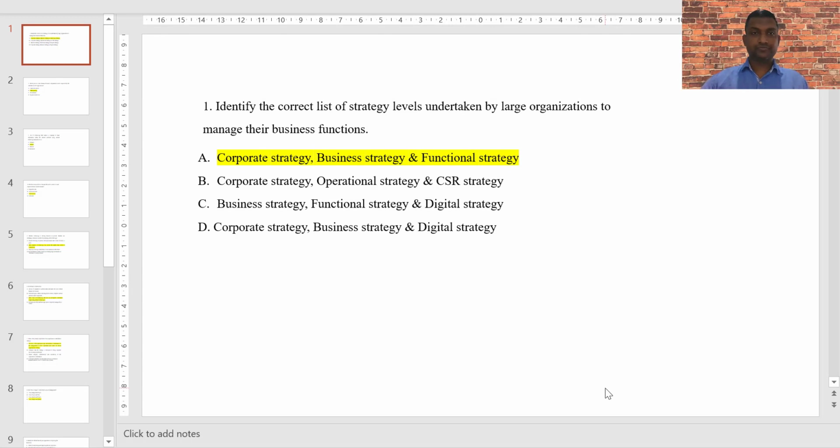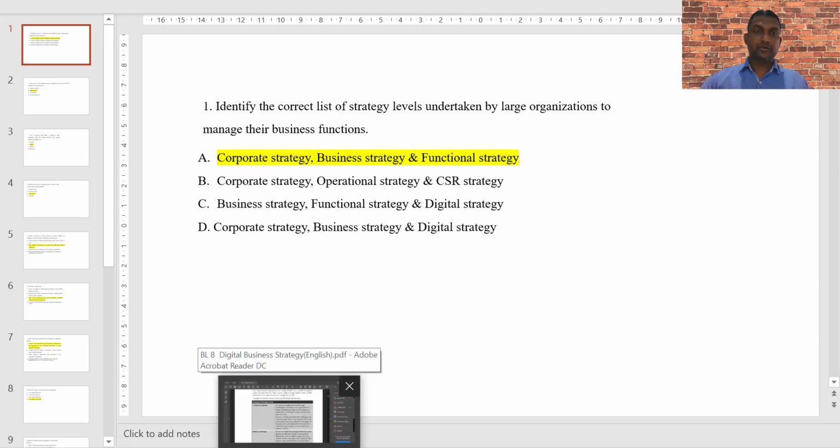Question number 1. Identify the correct list of strategy levels undertaken by large organizations to manage their business functions. You can see the 4 answers given, and the first answer is highlighted as the correct answer. By now you have done your studying and gone through the relevant material, and you can see that corporate strategy, business strategy, and functional strategy are the 3 levels.